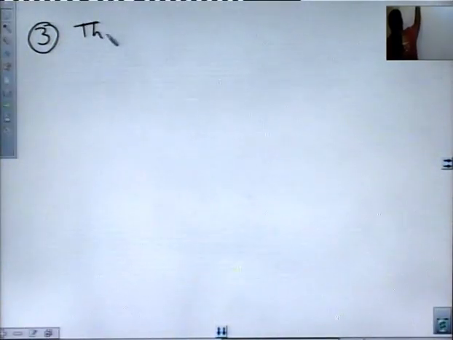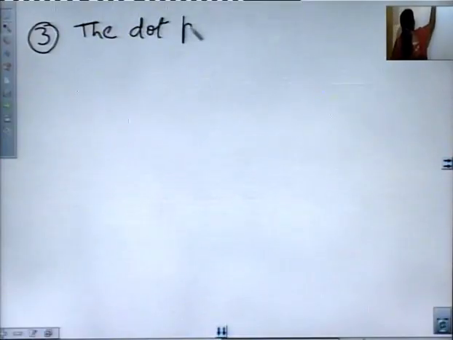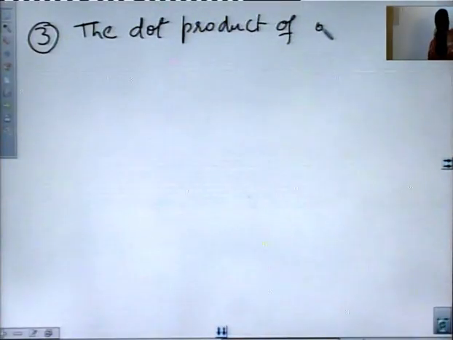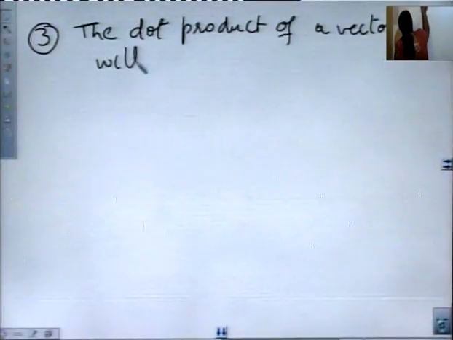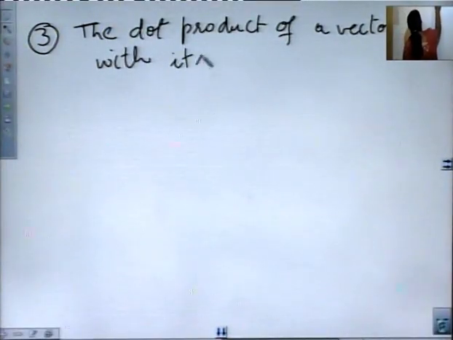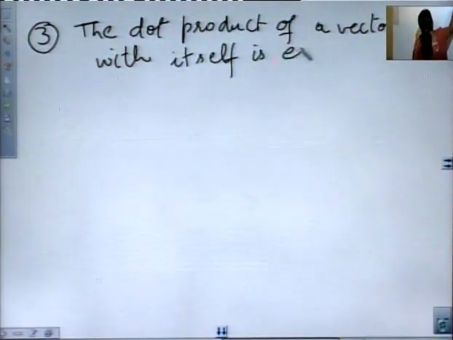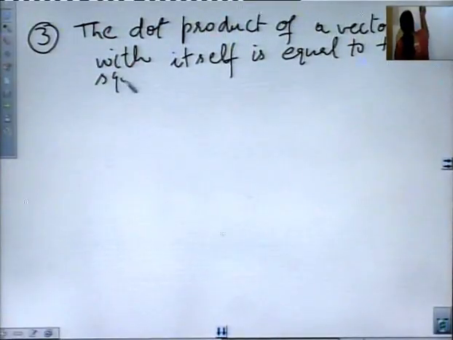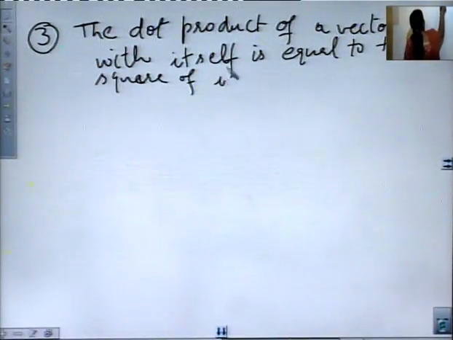Now, the third property is the dot product of a vector with itself is equal to the square of its magnitude.